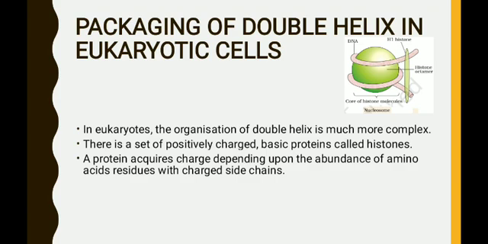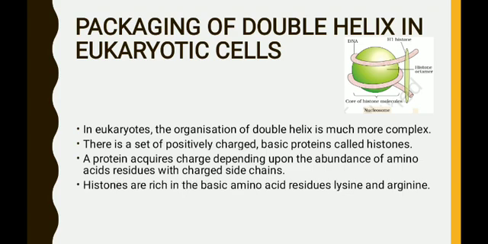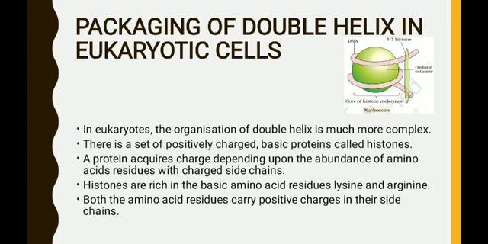A protein acquires charge depending upon the abundance of amino acid residues with charged side chains. The charge is because of the amino acids. Histones are rich in the basic amino acid residues lysine and arginine. Both the amino acid residues carry positive charges in their side chains. That's why the histone proteins become positive in sign.